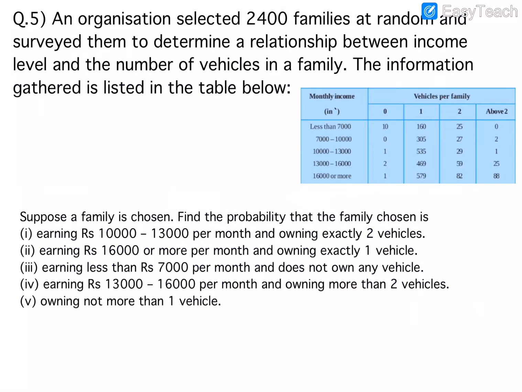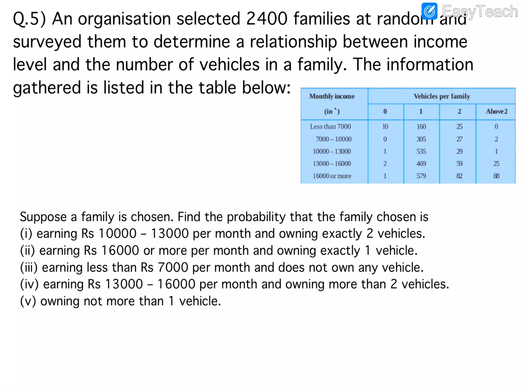Question number 5. An organization selected 2,400 families at random and surveyed them to determine a relationship between income level and the number of vehicles in a family. The information gathered is listed in the table below. This is the income group: monthly income less than 7,000. Vehicles per family: the number of vehicles, that is 0.